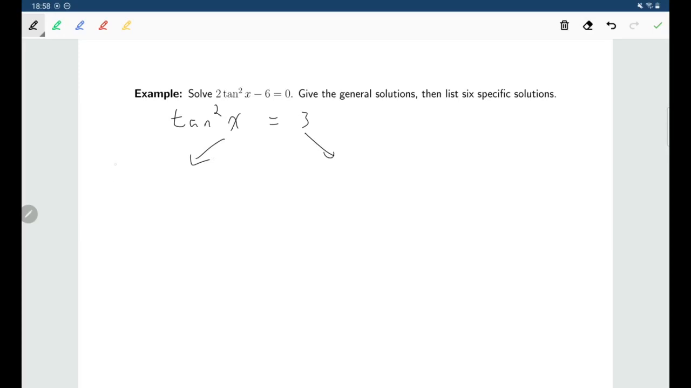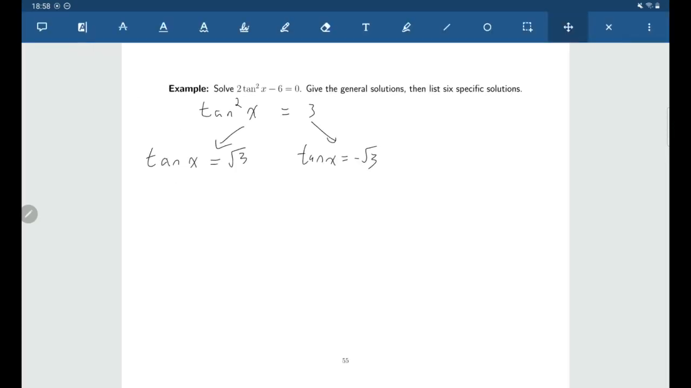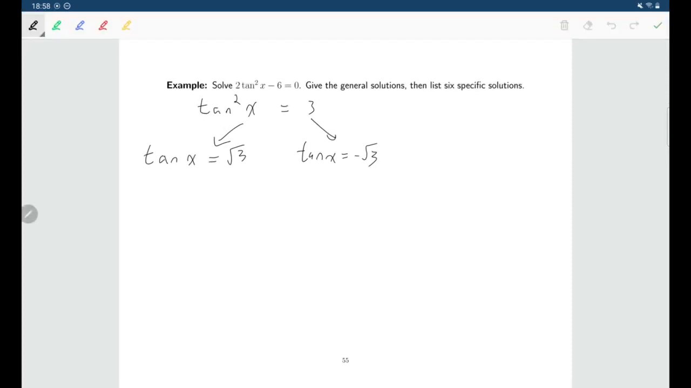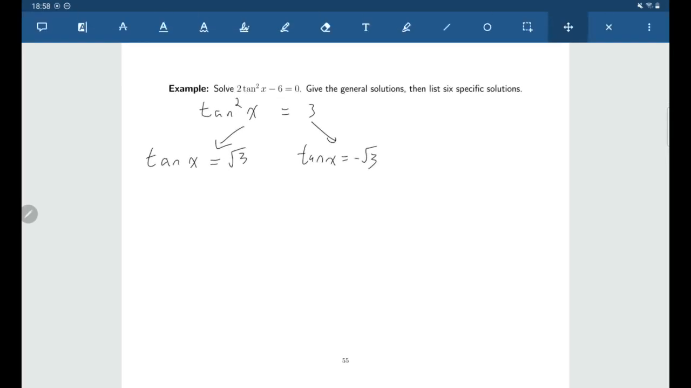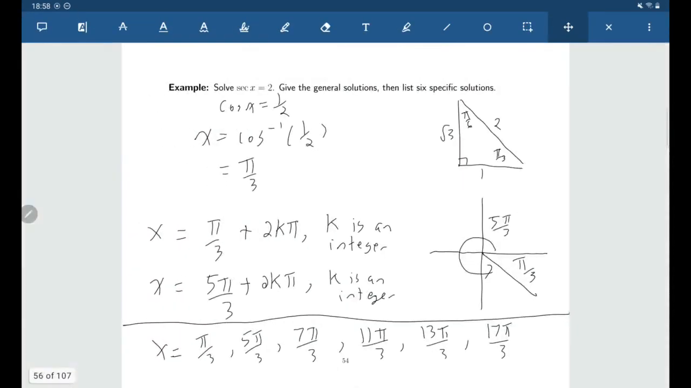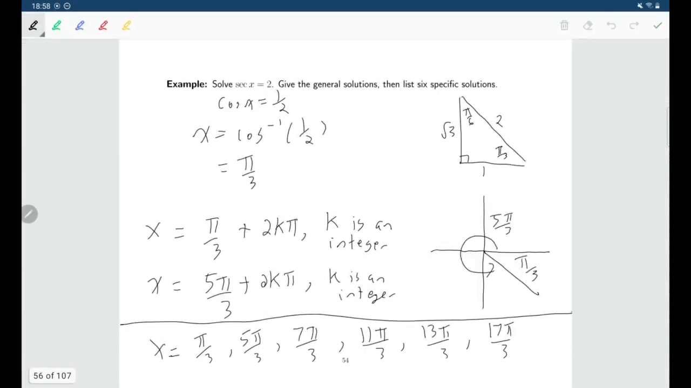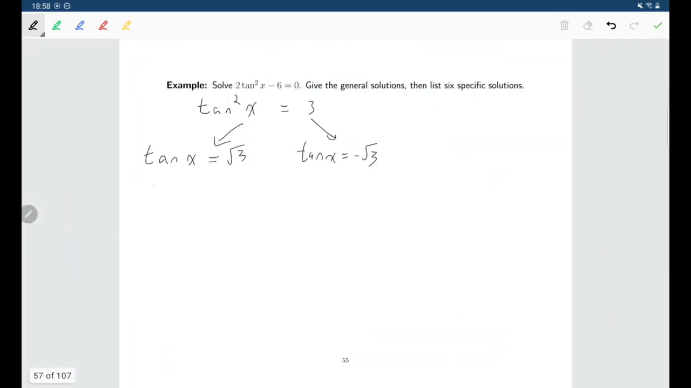So in other words, we're going to have 2 equations to look at: tangent of x being positive root 3, and tangent of x being negative root 3. And for this, again, we know that we're only going to need to find solutions between 0 and pi, because tangent has a period of pi. Looking back at the special triangle that we had on the previous screen, we know that tangent of pi over 3 is root 3 over 1. So tangent of pi over 3 gives me root 3.